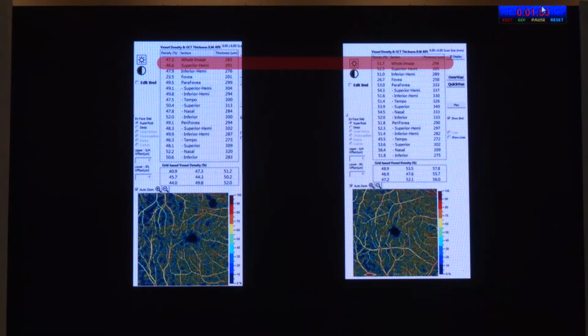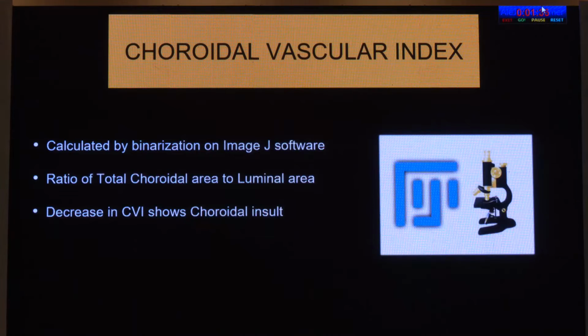The important thing is, when we compared the patient on the OCTA, we found that the eye which was good, as you can see on the left side, the flow was around 51.7, while in the affected eye it dropped to 47.3.